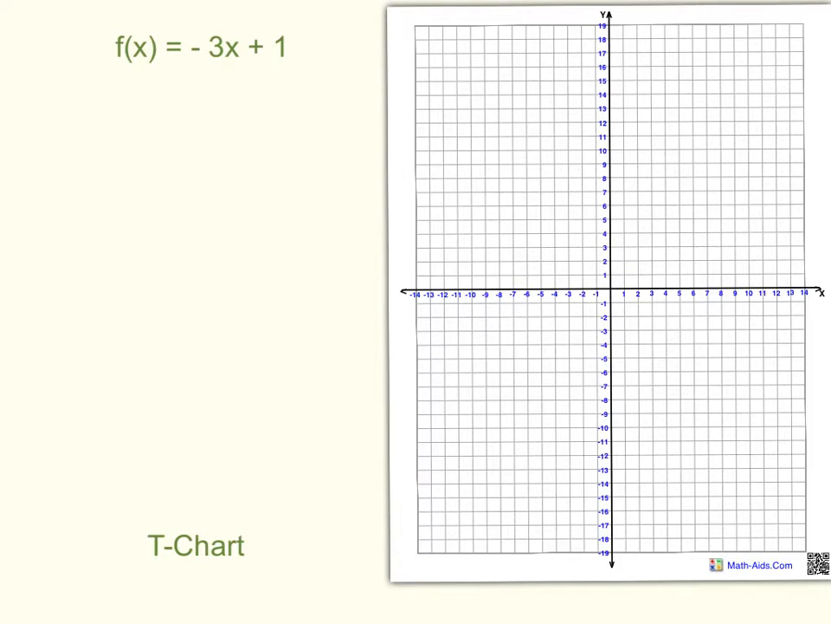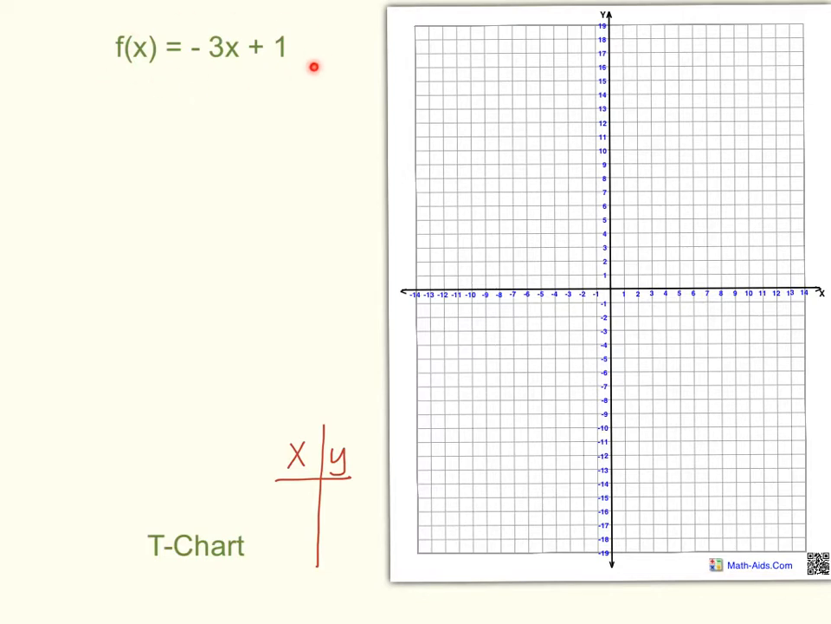For our first graph, I'm going to be reminding you guys how to graph from a T-chart. When you use a T-chart to graph, basically what you do is you create this XY grid and you choose points to plug in. Now let me tell you when to use a T-chart. You can actually use a T-chart anytime you want. It doesn't matter what this function up here looks like.